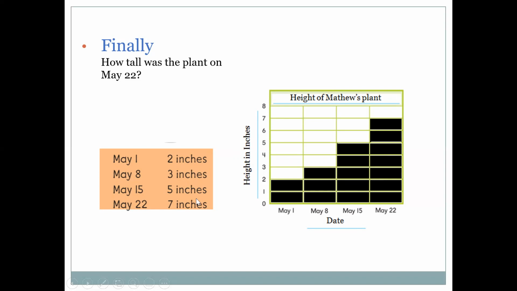Did you notice something? That along with math, we tried to tease your brain a little bit and make you sharper by teaching you sequencing, which is learnt in English. First, Matthew's plant was 2 inches on May 1. Next, it grew to 3 inches on May 8th. Then, on the 15th of May, it grew to 5 inches, and finally, or last, it was 7 inches on May 22. First, next, then, and last. This is part of sequencing that we learn in English language.